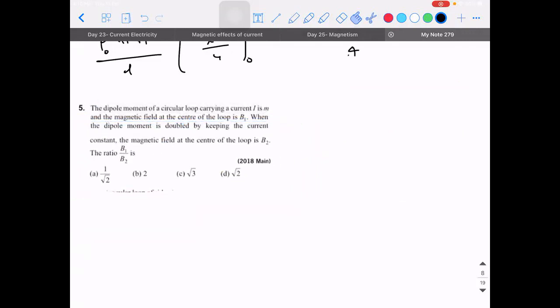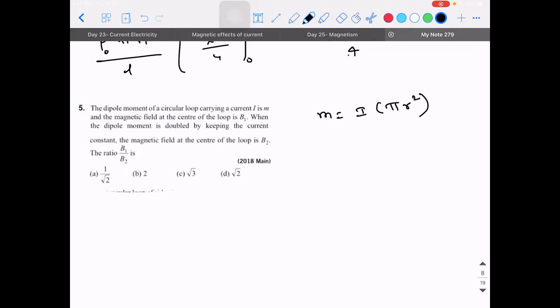Try this. The dipole moment of a circular loop carrying a current I is M, and the magnetic field at the center of the loop is B1. When the dipole moment is doubled by keeping the current constant, the magnetic field at the center of the loop is B2. Then B1 by B2 is how much? So what is the magnetic dipole moment due to a current carrying loop? Is it not I into pi r square?